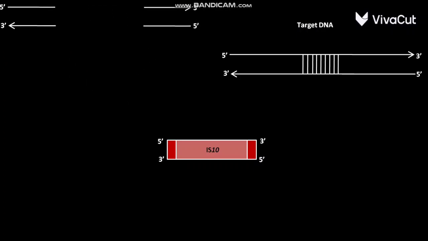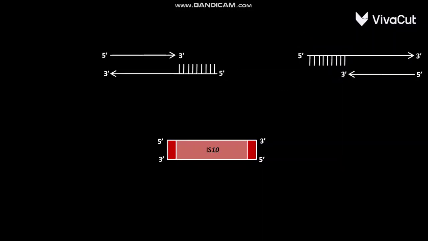The target DNA has a 9 base pair target site. The transposase also cleaves both strands of target DNA. As a result, staggered cuts are produced in the target DNA. The two staggered cuts are 9 base pairs apart.